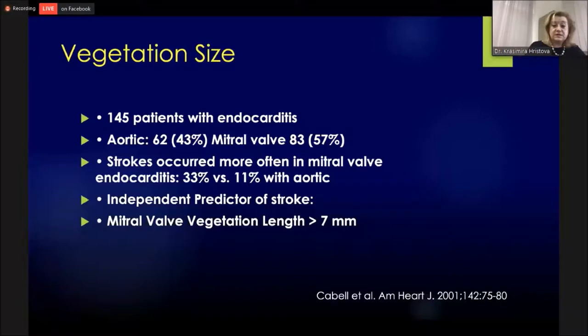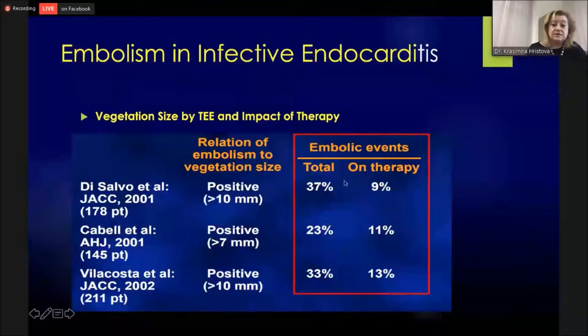This is one of the studies looking at vegetation sizes. It included around 150 patients with endocarditis, both aortic and mitral valve. Stroke occurred more often in mitral valve endocarditis, around 33% compared to aortic valve. As an independent predictor of stroke, the study found that mitral valve vegetation length more than 7 millimeters carries a high risk of embolism.